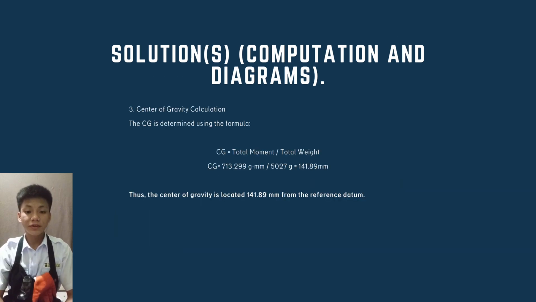Number 3, center of gravity calculation. The CG was determined using the equation: CG is equal to total moment over total weight. From our computations, the CG was found to be 141.89 mm from the reference datum, confirming a balanced weight distribution.